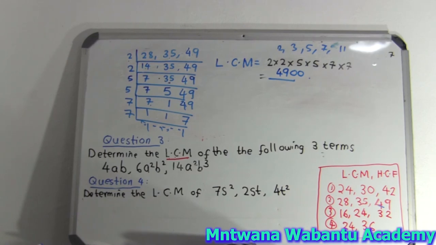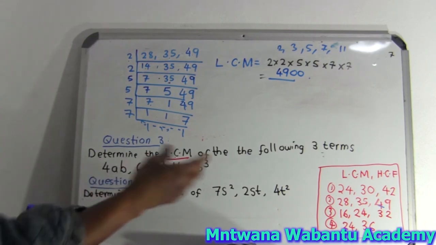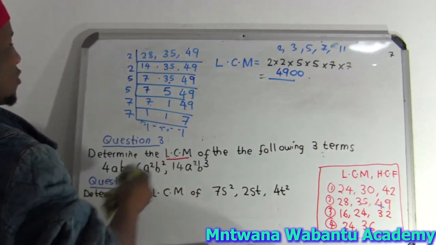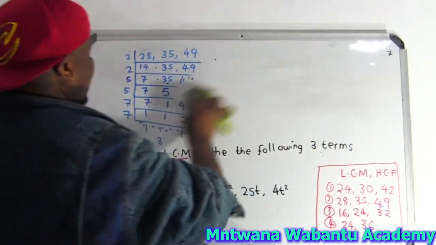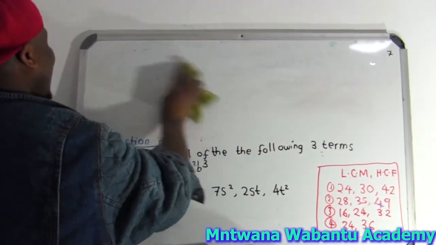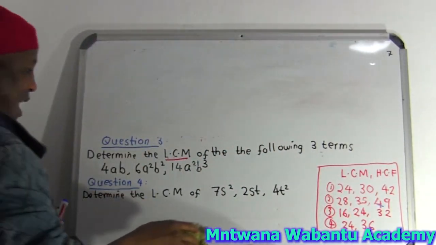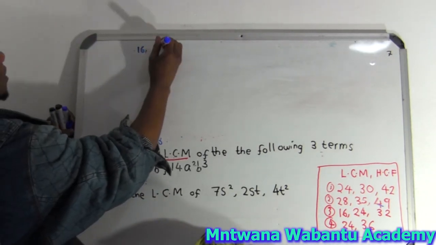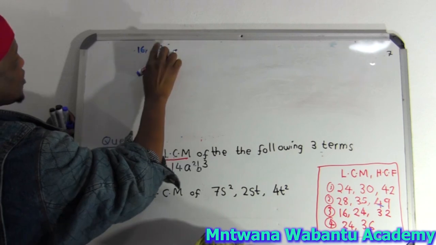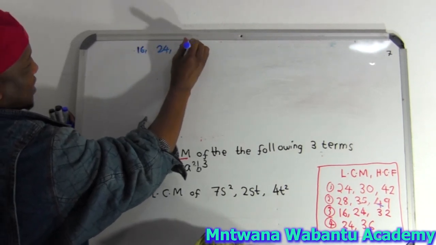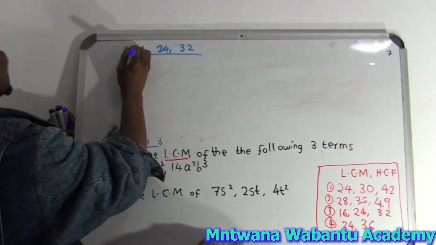Okay, let me take question number 3. Maybe, okay, let me take 4. And that's going to be the last one, and then we can go to the question here. So that's how you get LCM and HCF, high school math. Okay, 16, 24, 32. Now we go. Okay, we start with 2.